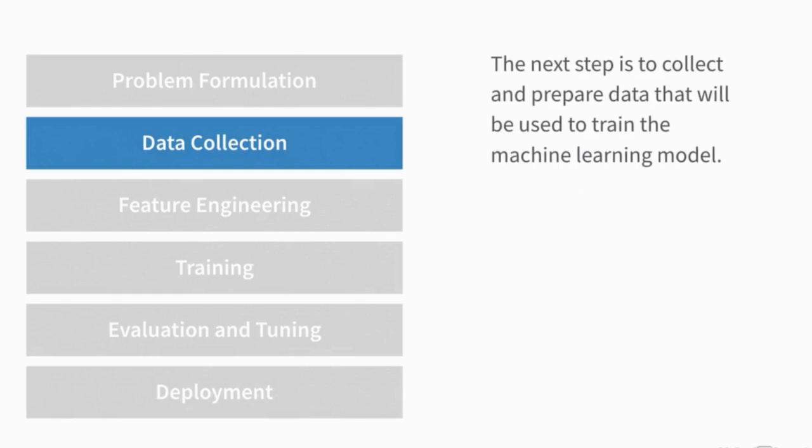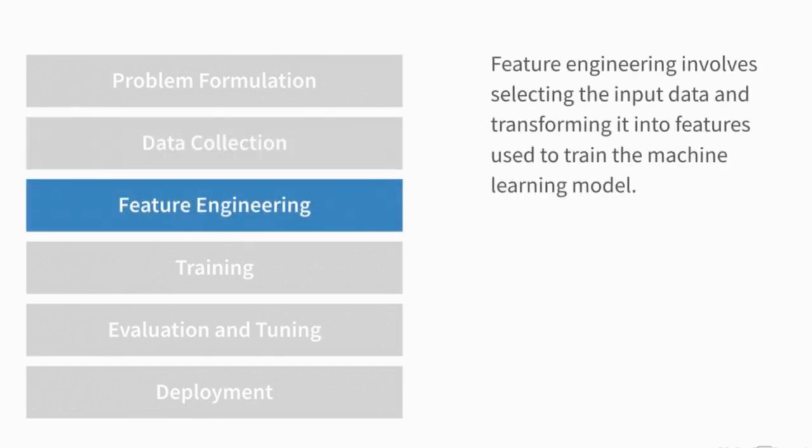The next step is to collect and prepare data that will be used to train the machine learning model. This requires identifying relevant data sources, collecting the data, and cleaning and pre-processing the data to identify mislabeled values, outliers, and other errors. The third step is to perform feature engineering, which involves selecting and transforming the input data into features used to train the machine learning model.